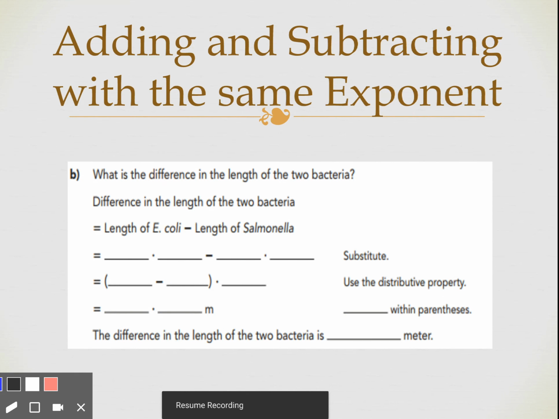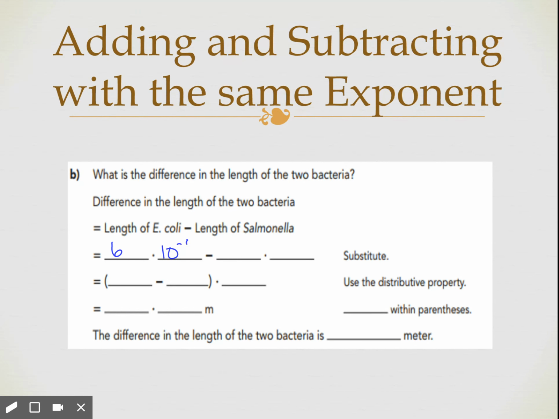So here in part B, they're asking us to find the difference. So we had 6 times 10 to the negative 6 minus 4.5 times 10 to the negative 6. So we'll use that distributive property again. 6 minus 4.5 times 10 to the negative 6. 6 minus 4.5 is 1.5 times 10 to the negative 6. Since our 1.5 times 10 to the negative 6 is already in scientific notation, we can just leave it as is. We don't have to do any transitioning.